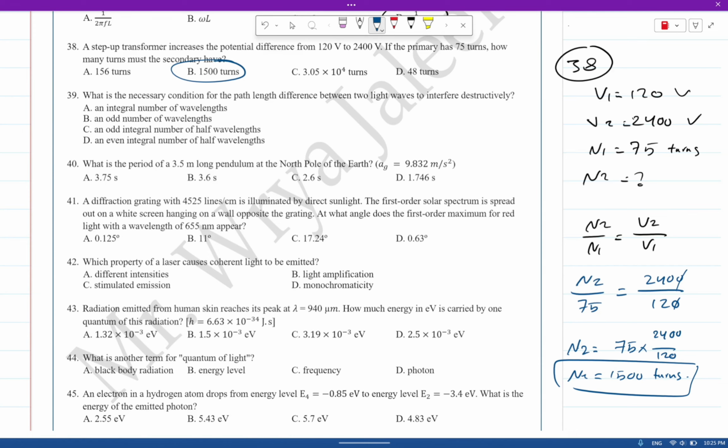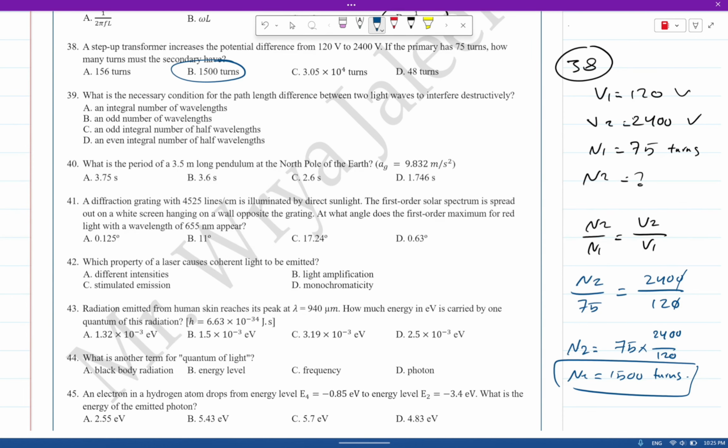Question 39 says, what is the necessary condition for the path length difference between two light waves to interfere destructively? Now, we know that in order for two waves to interfere destructively, the phase difference between the two must be 180 degrees. And how do we get 180 degrees? There must always be a half wavelength extra, you can say.